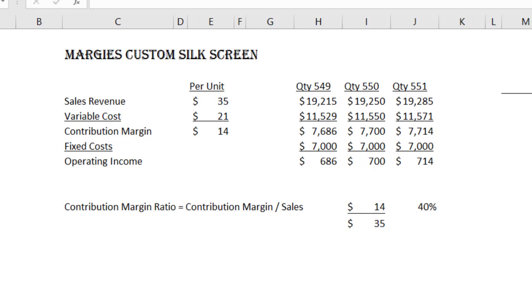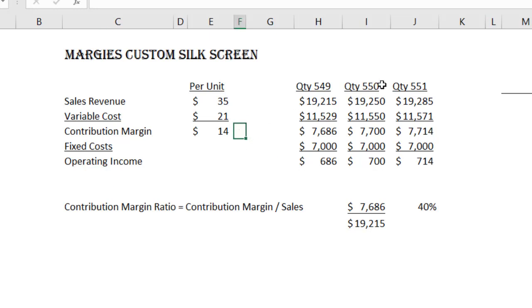And you can take the contribution margin ratio from any level of sales. So let's take it from, let's say, 549 units. If you take the contribution margin at 549 sales, which is $7,686, and divide it by the sales at that level of $19,215, you still get 40%. So as long as you take any contribution margin, divide it by sales at the same level of quantity, you'll get the same percentage. That just shows you the percentage of the contribution margin to the sales.